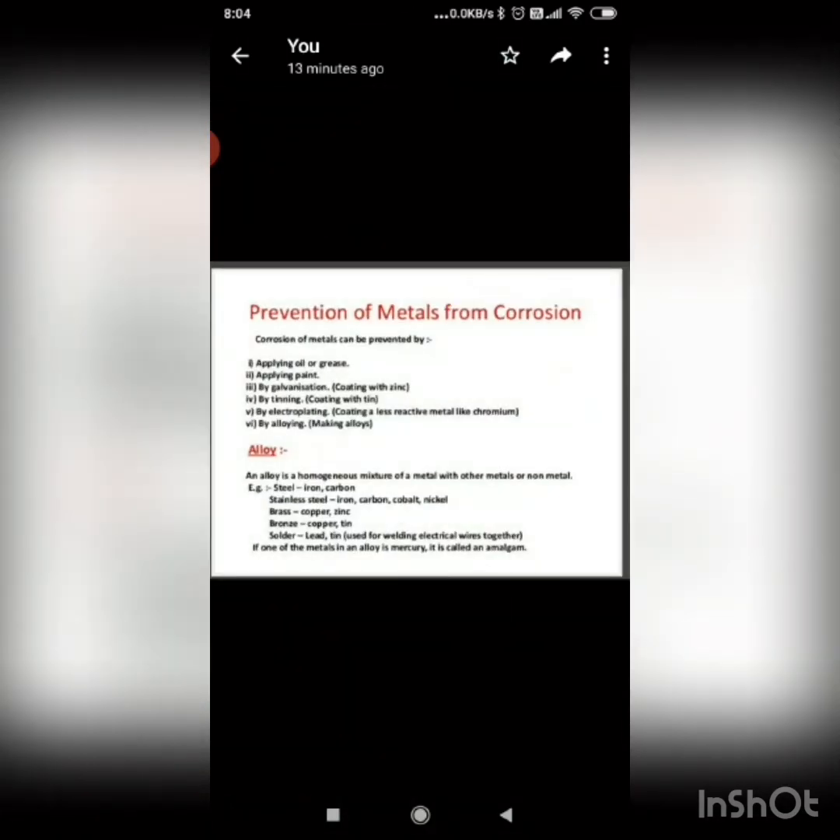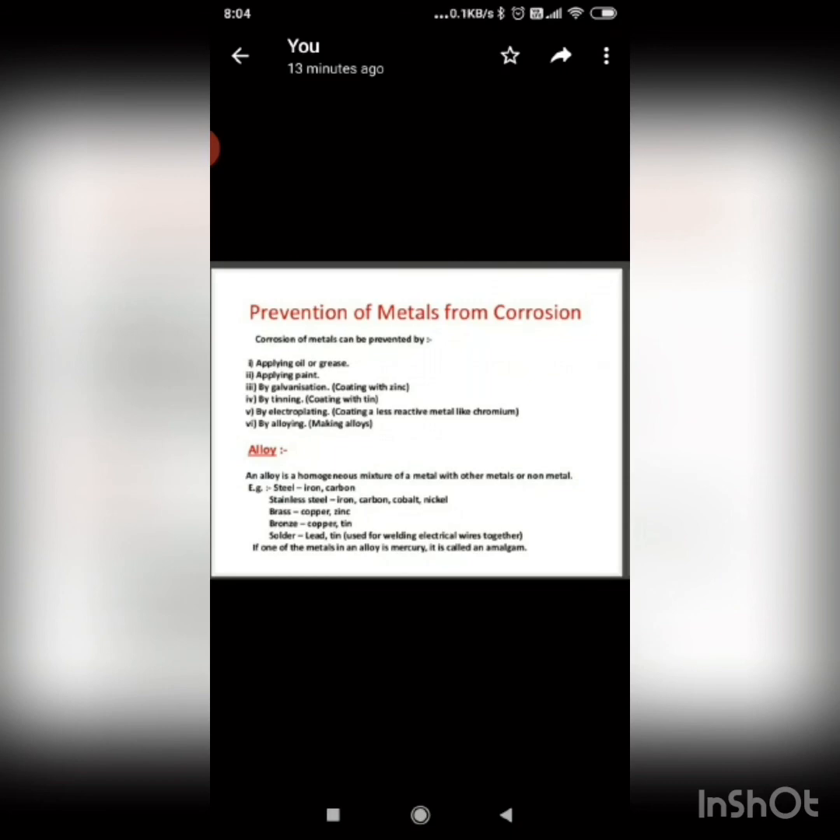So how can rusting be prevented? For rusting, iron must come in contact with oxygen and water. Rusting is prevented by preventing the reaction between atmospheric moisture and the iron article. This can be done by painting, greasing, galvanization, electroplating, and alloying.